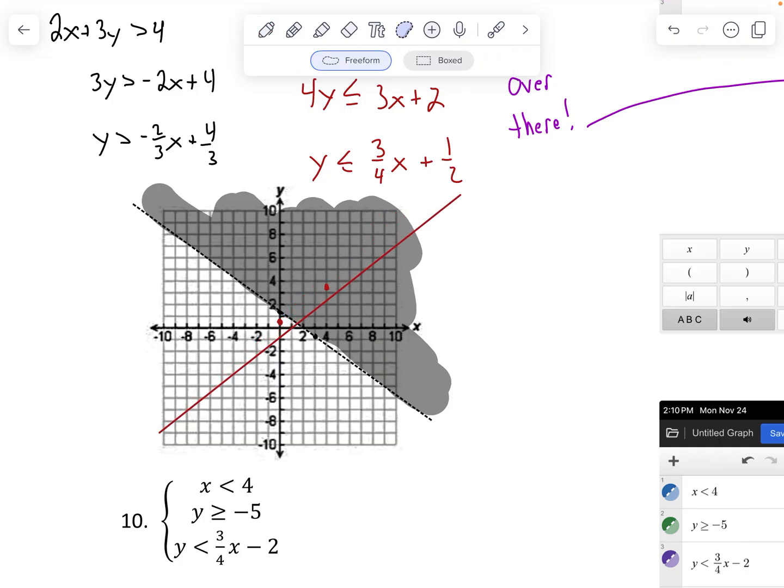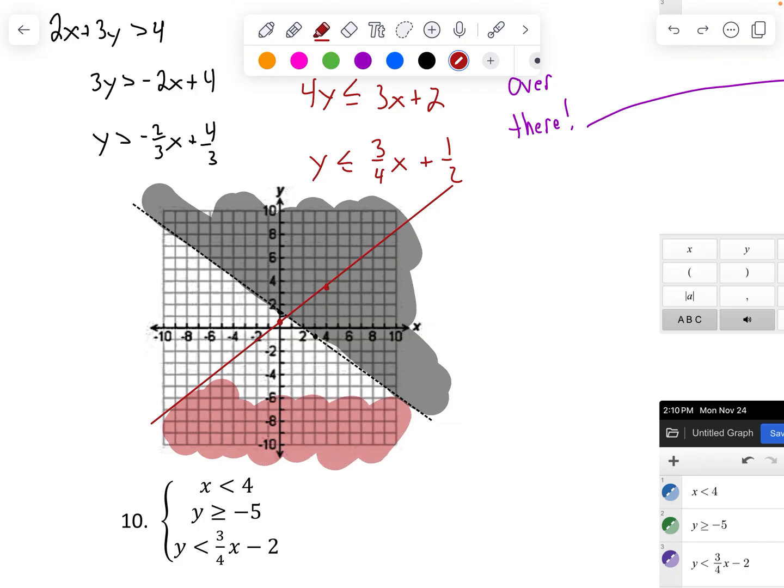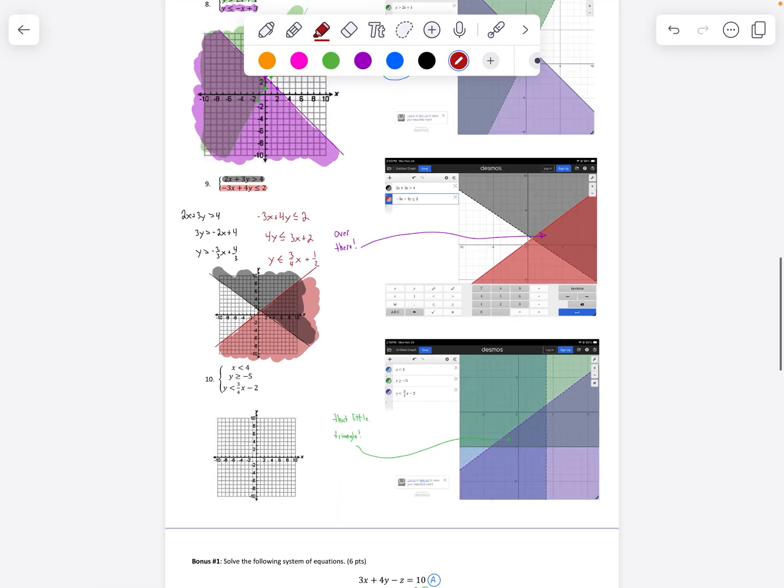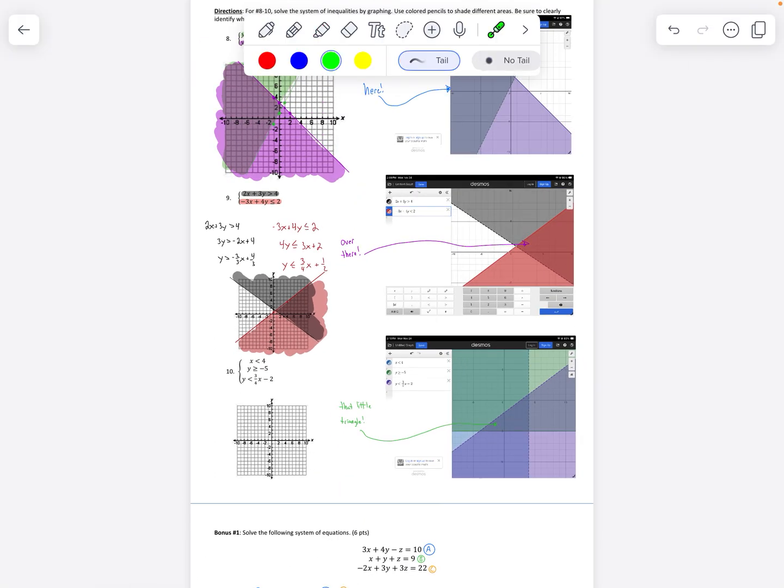Missed a tiny bit. All right, and then we graph our shade below that line, which is down here. And then where the shading overlaps is where the solutions lie. And so you can see on Desmos, it's this section here, which is the same as this section right here.